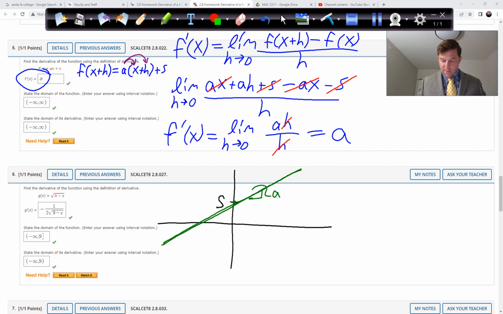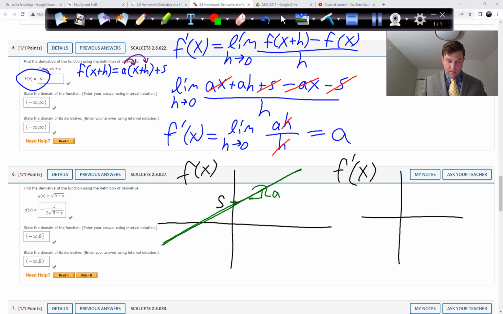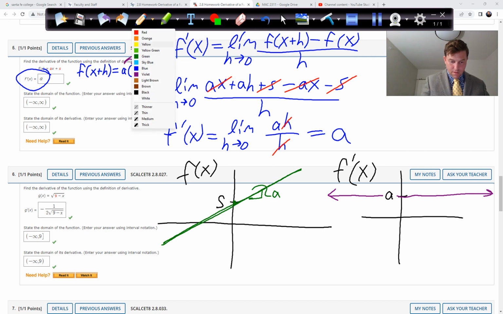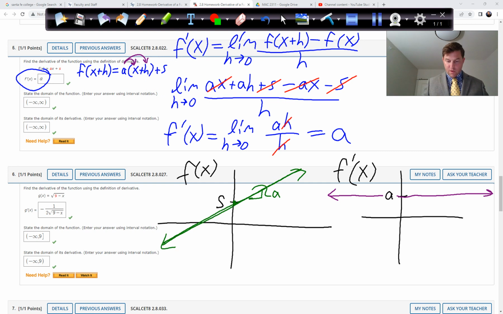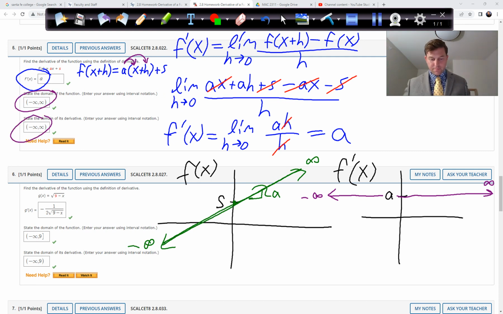So if I were to plot the derivative, here's f of x, here's f prime of x. It is going to be a horizontal line at a. So the derivative is a for any x value. So it becomes a horizontal line. And the domain of both of these functions is negative infinity to infinity, and this is going to go off to negative infinity, and this is going to go off to positive infinity. So that's how we get those domains right there.